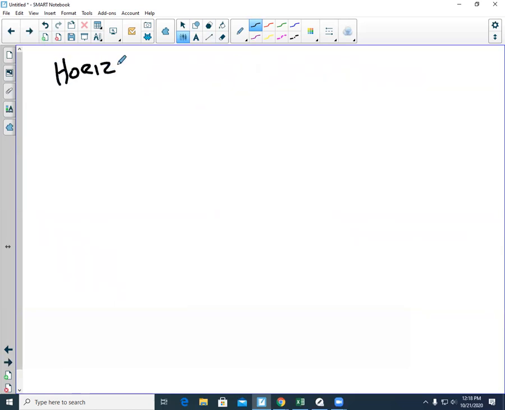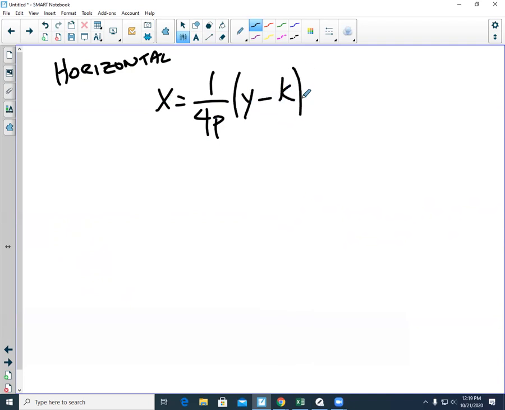So we're going to do the same exact thing with horizontal. So we're going to start out with our general form. Just like the centered at the origin, vertical started out y equals, horizontal is going to start out as x equals. And then we are just going to flip every single vertical and horizontal aspect. So all of the x's and y's will switch, all of the h's and k's will switch. So it's going to be x equals 1 over 4p, (y minus k) squared plus h.